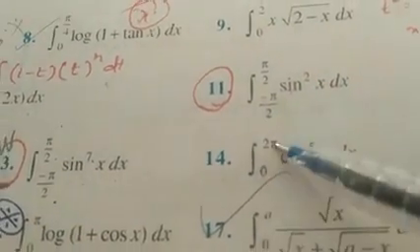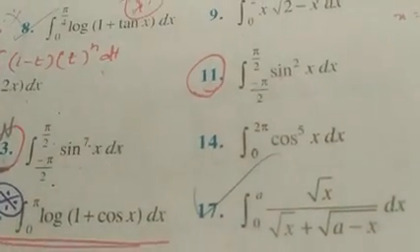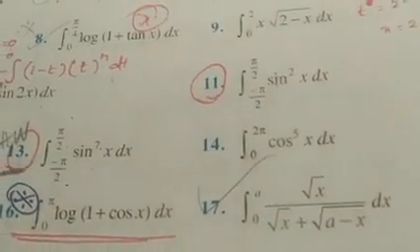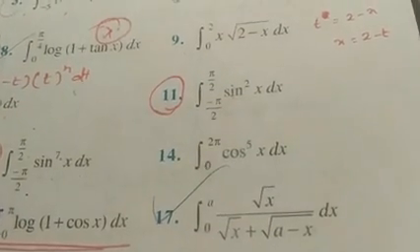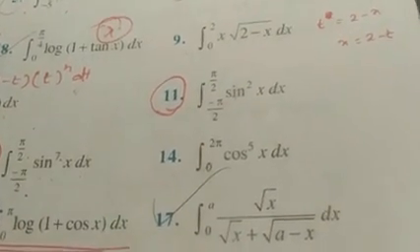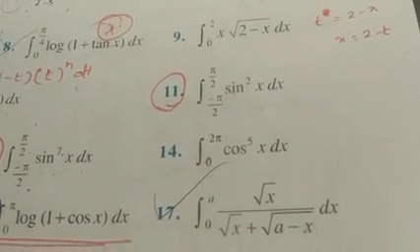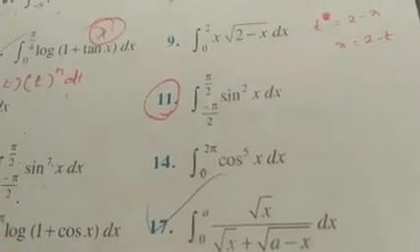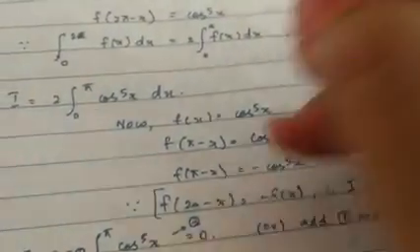Similarly, for the 14th sum, 0 to 2 pi, let us see that. Here we cannot check whether it is an odd function or not. So, one more property I have told you: integral from 0 to 2a of f of x dx can be written as 2 times integral 0 to a of f of x dx if f of 2a minus x is equal to f of x, or 0 if f of 2a minus x is equal to minus f of x. By applying that property we are going to do this.